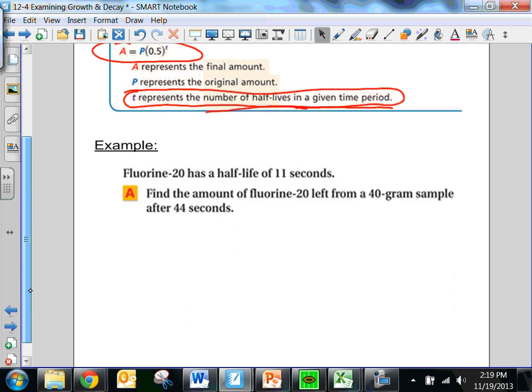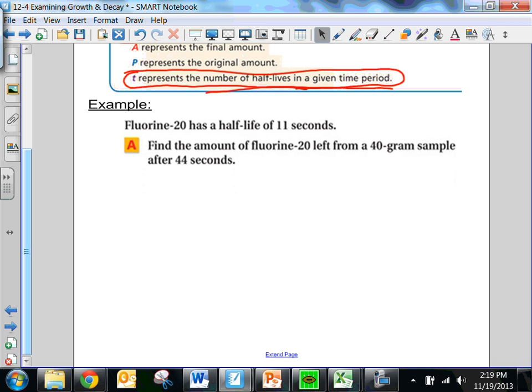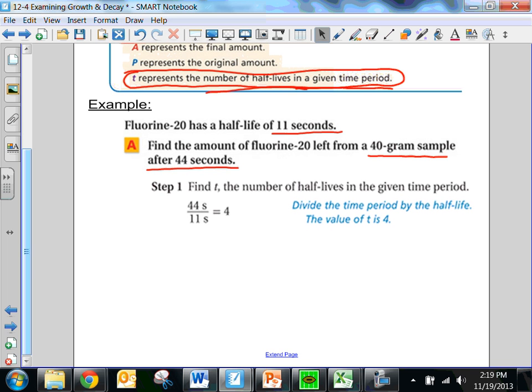So our first example here is talking about fluorine, and fluorine-20 has a half-life of 11 seconds. Find the amount of fluorine-20 left from a 40-gram sample after 44 seconds, okay? So the very first step that we're going to do is find T, the number of half-lives in a given period. So T is going to be different. We're going to have to find it for this problem, and what we do to find it is divide the time period by the half-life.